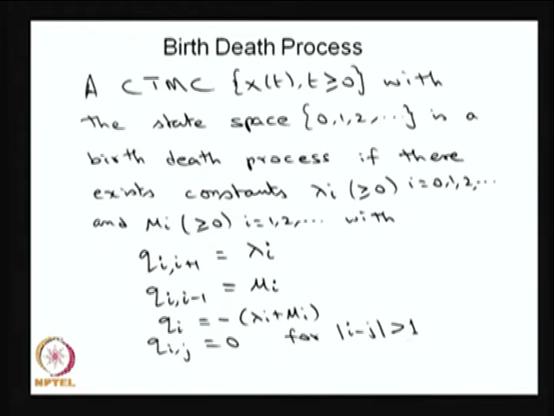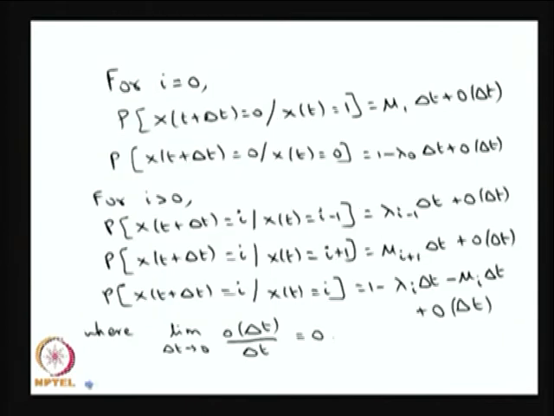That means you will have the infinitesimal generator matrix in which you only have a tridiagonal matrix, and all other elements are going to be 0. I can write down the condition so that the rates are going to be only lambda i's and mu i's, and all other rates are going to be 0.